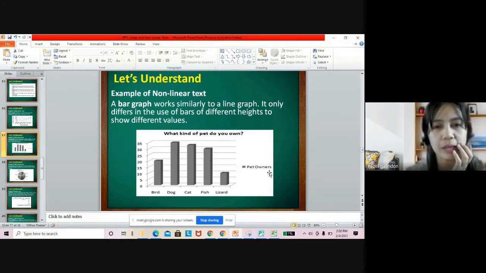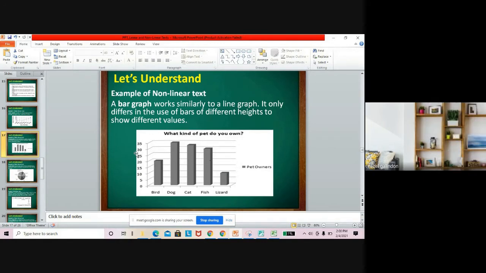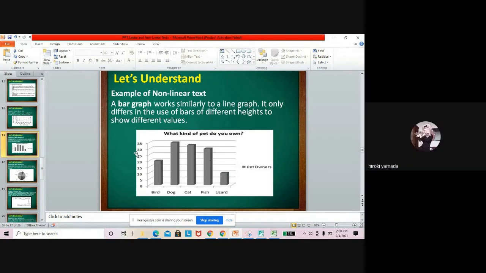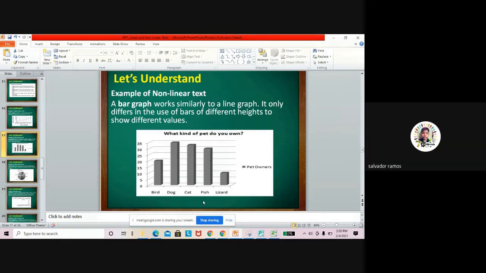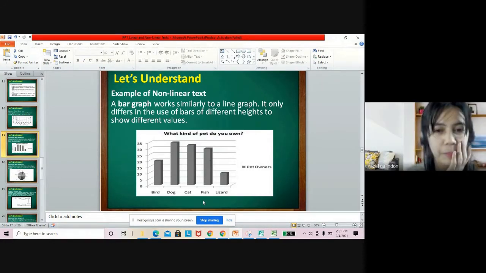Okay, there are no labels that we can see here, but we have a title. What's the title? What kind of pet do you own? Okay, very good. That is the title here. If we are going to put labels here because there are none, what do you think is the appropriate label at the bottom part? Pets. Okay, different pets, different animals.